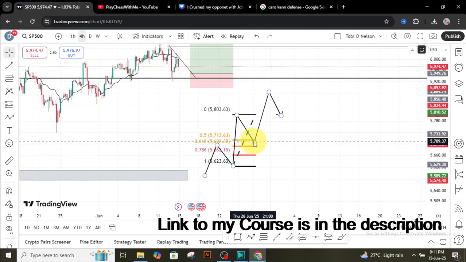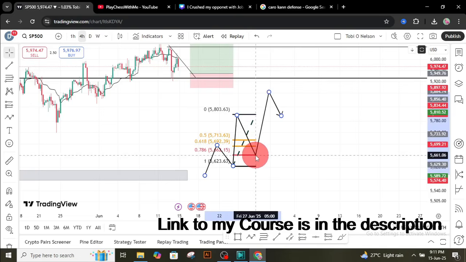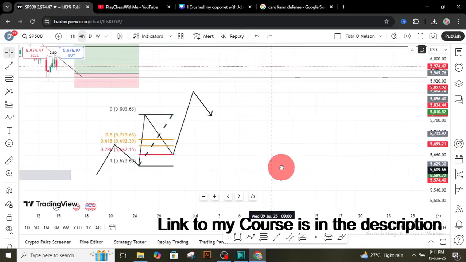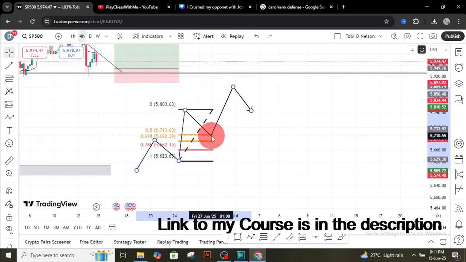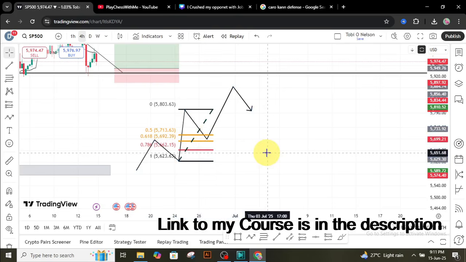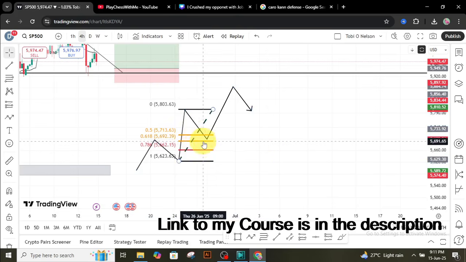If it doesn't retrace down to that particular level, it can retrace down to the 0.78, the last one, that red line. It can actually retrace down to that particular level. If it retraces here, it's fine. If it retraces here, it's fine. If it's in between, it's fine. When the market retraces down to this level, that is where you want to buy.